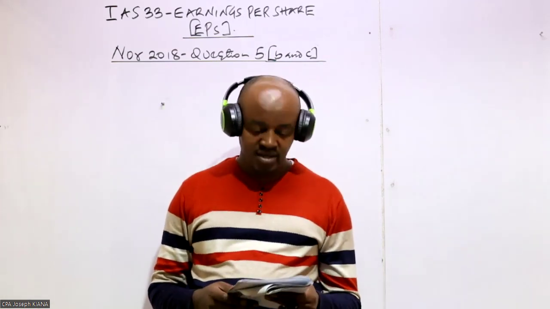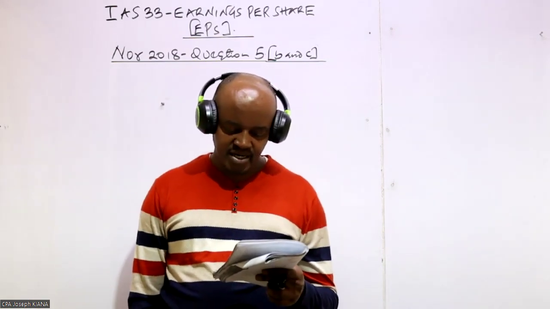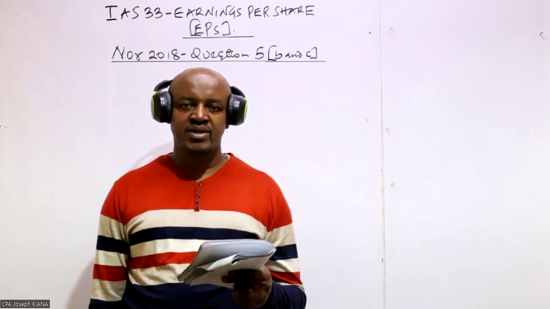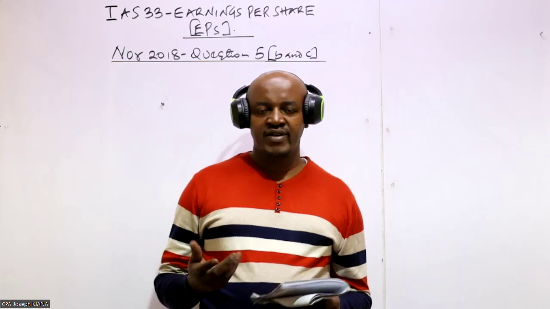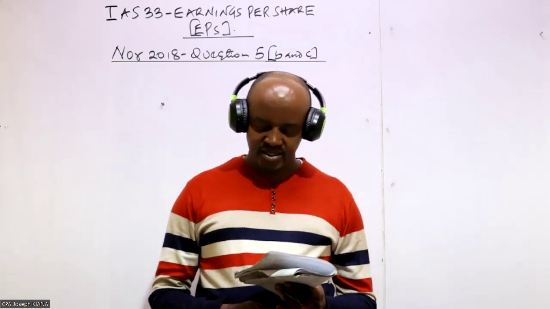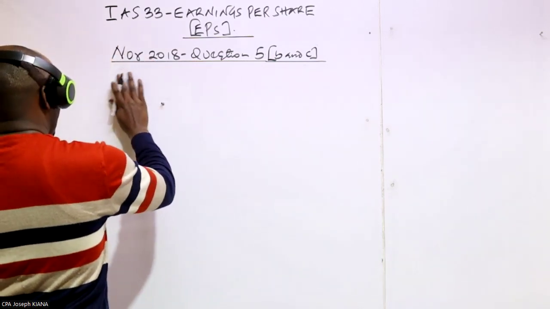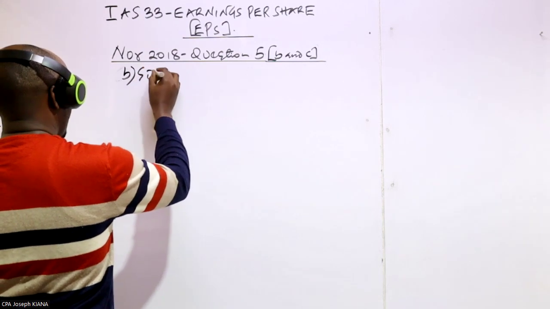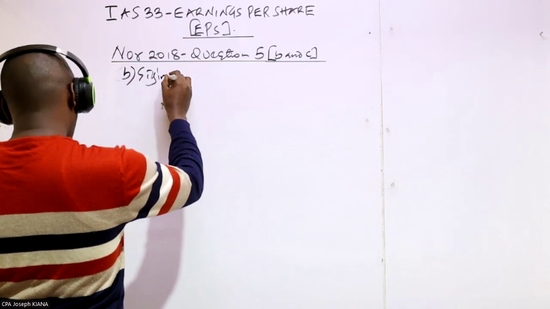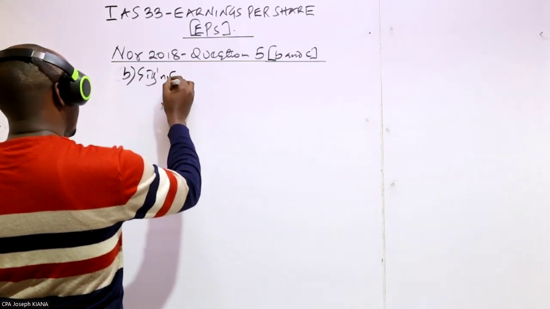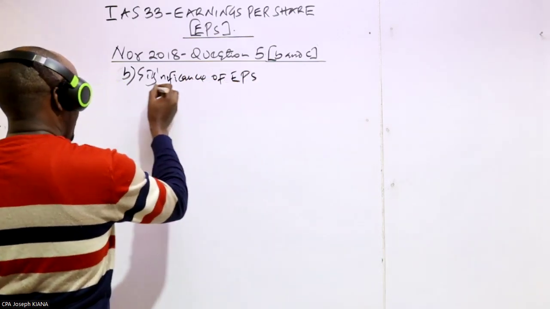So we start with part B, and it reads: discuss the significance of earnings per share in the analysis of the performance of a company. So here candidates were required to discuss, or in other terms to explain, the significance of earnings per share in the analysis of the performance of the company. So part B was requiring a candidate to explain the significance of earnings per share.